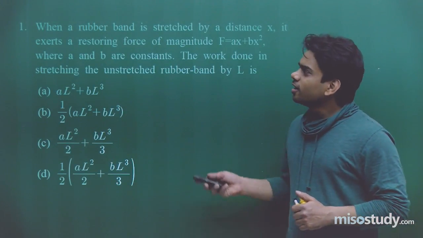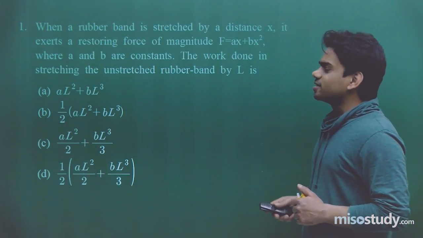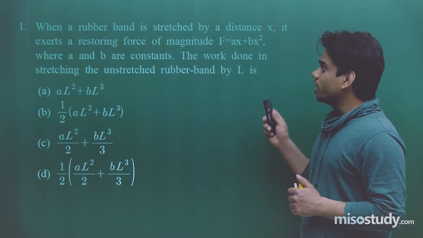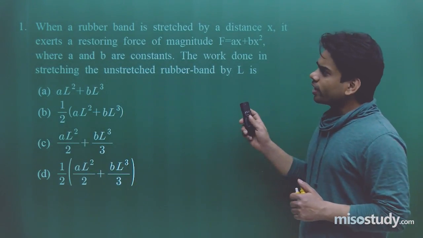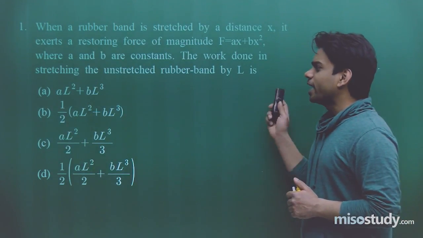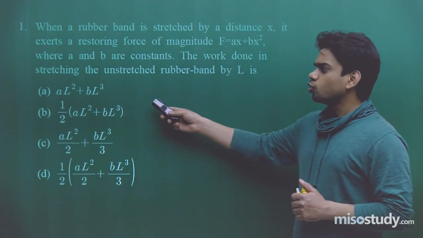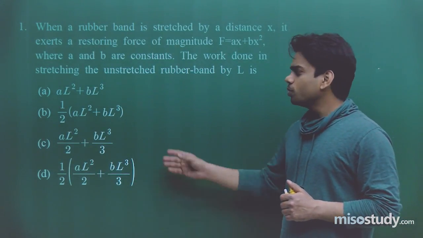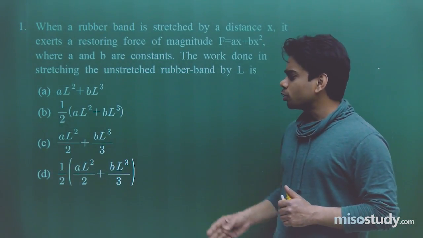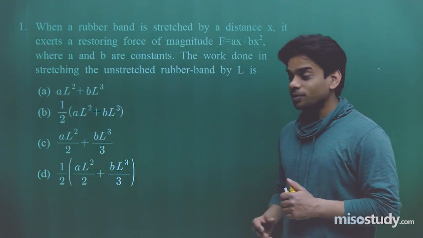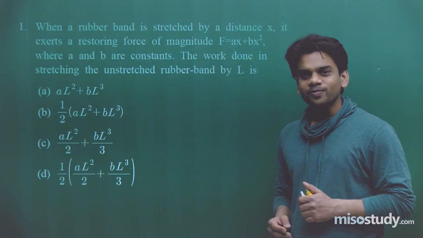The first one: when a rubber band is stretched by a distance x, it exerts a restoring force of magnitude F equal to ax plus bx square, where a and b are constants. The work done in stretching the unstretched rubber band by L is: a, al square plus bl cube; b, half al square plus bl cube; c, al square by 2 plus bl cube by 3; and d, half bracket al square by 2 plus bl cube by 3.